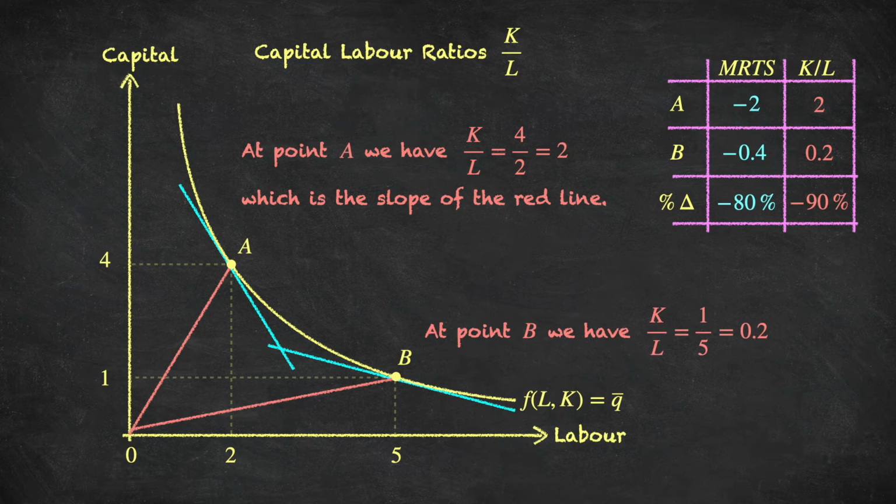I could do the same exercise at point B. Now at point B there is 5 units of labour and 1 unit of capital. So the capital labour ratio, the slope of this red line connecting point B back to the origin, is 1 divided by 5, which is 0.2. So we notice that moving from point A to point B, the capital labour ratio has changed from 2 to 0.2. So it's decreased by 90%.